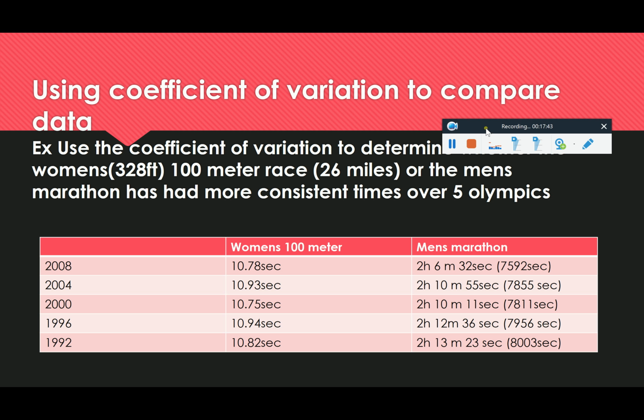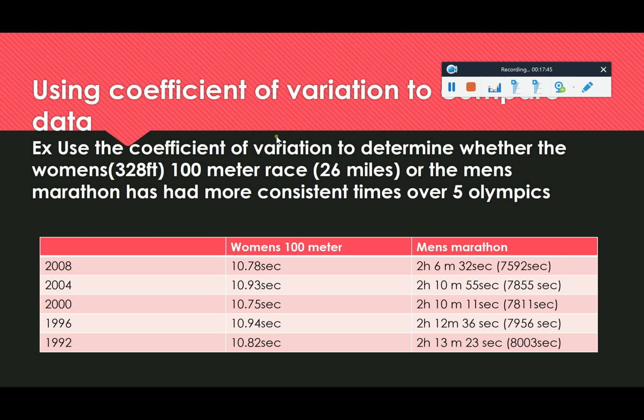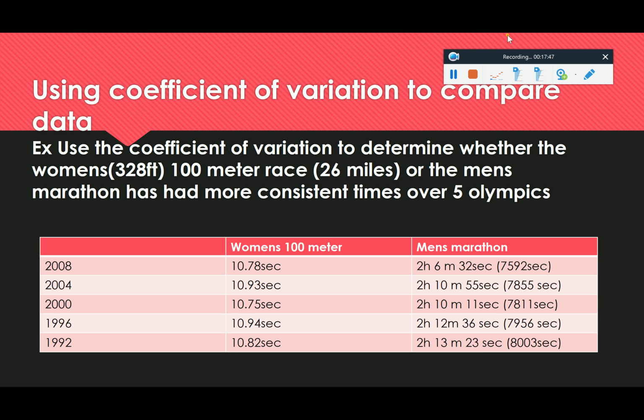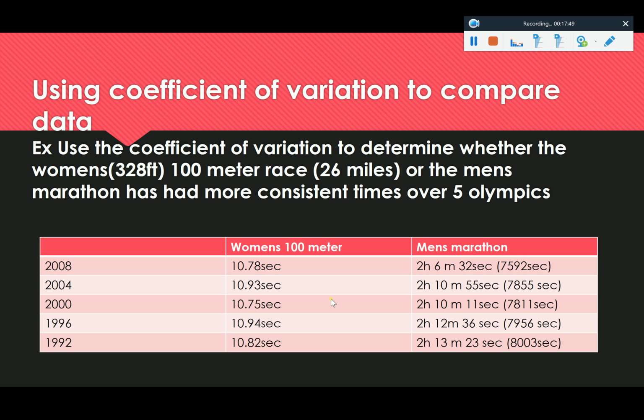All right, so then you guys can easily find different coefficients of variation for different things. You would have to be able to find the standard deviation and the mean. And this is again on page 339 in your book.